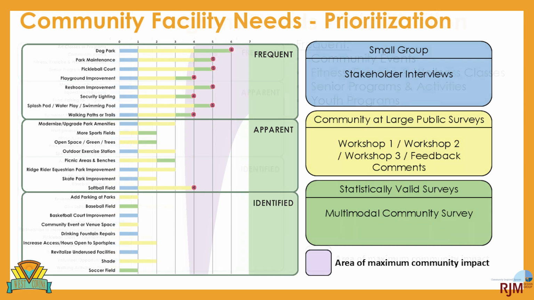That same process was done for the facility needs, where we collected information from the small groups, the community at large, public surveys, workshops, and feedback, as well as a multimodal survey. We heard elements such as dog park, maintenance, pickleball courts, playground improvements, restroom improvements, walking paths or trails, outdoor exercise stations, softball fields, baseball fields, shade, and soccer fields, as well as several others.